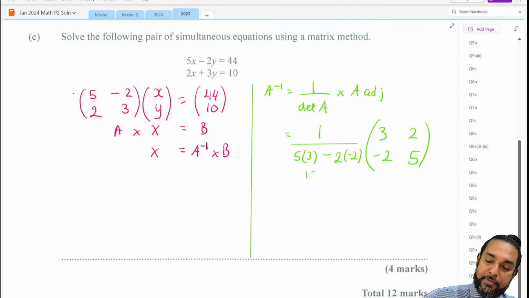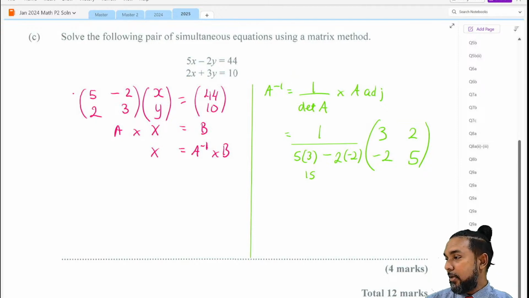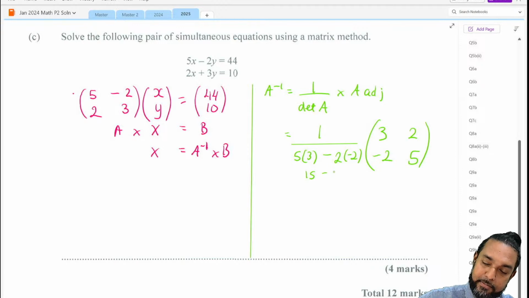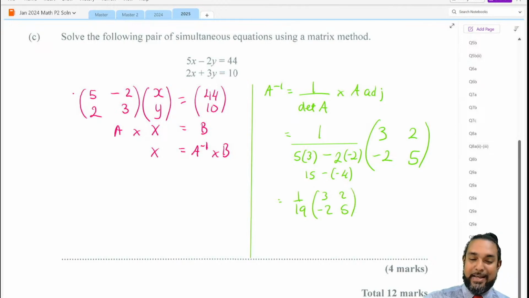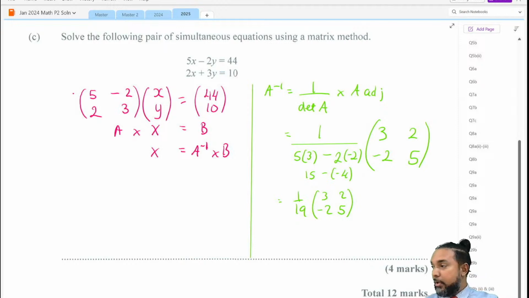So 5 by 3 is 15, and then 2 by minus 2 is what? Minus 4. But when you minus and minus, it becomes a plus. 15 plus 4 is 19, right? So I like to leave them in this form. I don't like to put the scalar, the fraction, on the outside. Leave it there, right? It makes for less messy working, slightly easier working. I mean, if you have a calculator that you're using all the time, no problem.